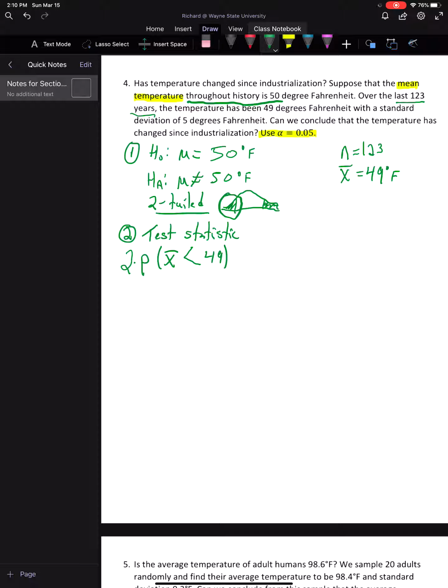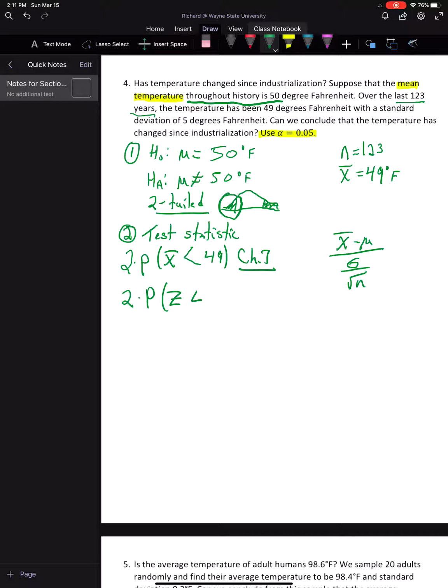Okay, now we have to convert this using Chapter 7 material. Fortunately, if you remember back in Chapter 7, this one is a little bit nicer to deal with than the one we did with proportions. This one is very simply x bar minus mu over sigma over root n. So a little easier, I think, to compute.